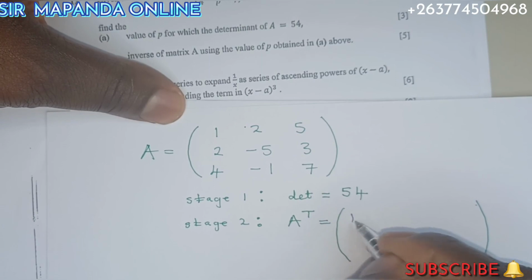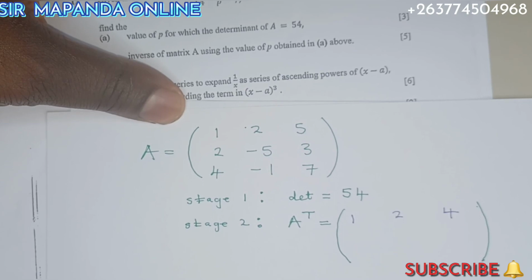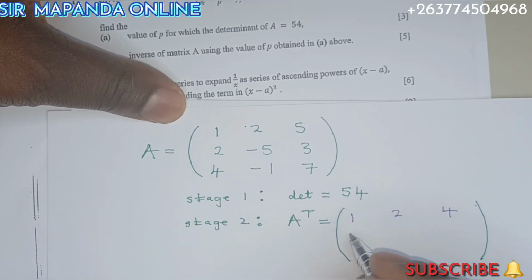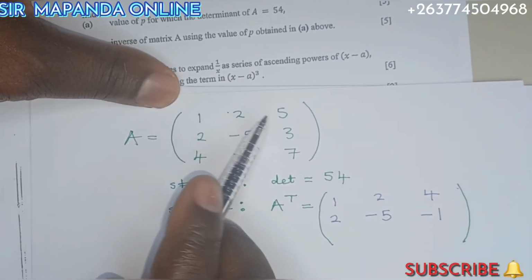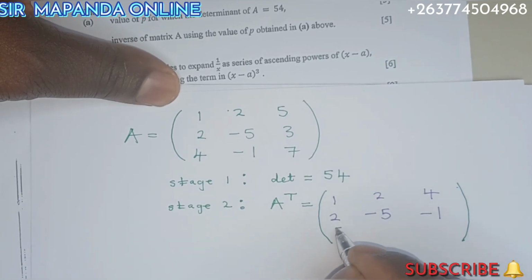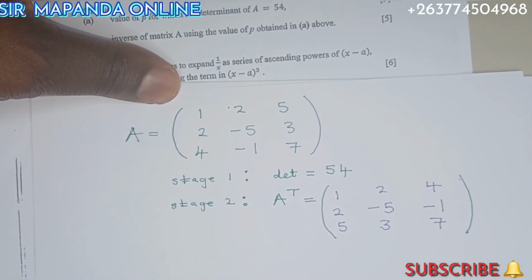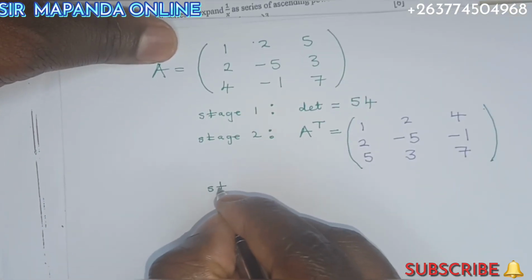If you convert it into a row, you get 1, 2, 4, but you are now writing 1, 2, 4 horizontally. I hope you are following. Then the second column is 2, minus 5, minus 1. If you transpose it, you get 2, minus 5, minus 1 horizontally. Same applies. The last column is 5, 3, 7. Transpose this, you get 5, 3, 7, but writing it horizontally. I hope you are following, class. Then after finding the transpose, you move on to stage 3.